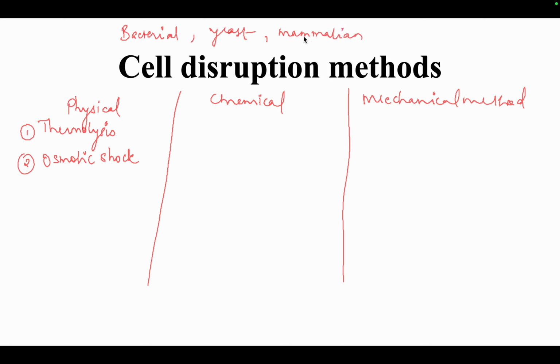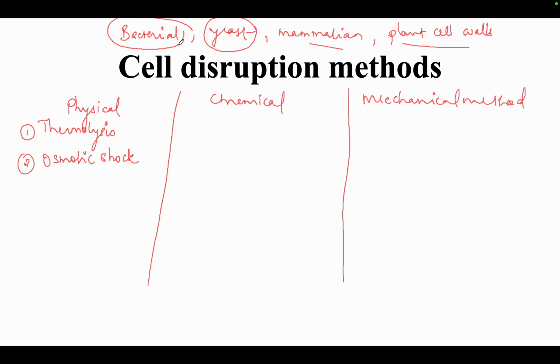So in bacteria and yeast we have a cell wall, whereas mammalian cells do not, while plant cells also have a cell wall. So this osmotic shock will work only for the mammalian cell. It will not work for the bacterial cells unless you digest the bacterial or yeast cell wall. The osmotic shock treatment won't work.